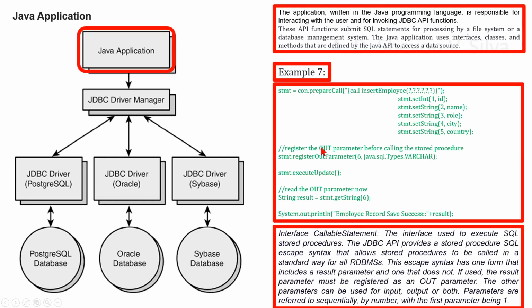We can consider this code segment as example 7. STMT is the callable statement. Here the interface callable statement is used to execute SQL stored procedures. The JDBC API provides the stored procedure SQL escape syntax that allows stored procedures to be called in a standard way for RDBMS.